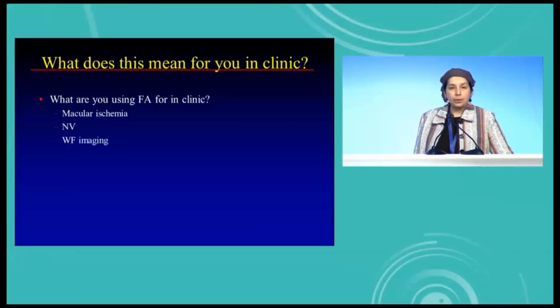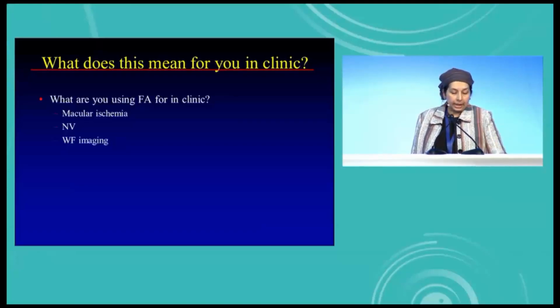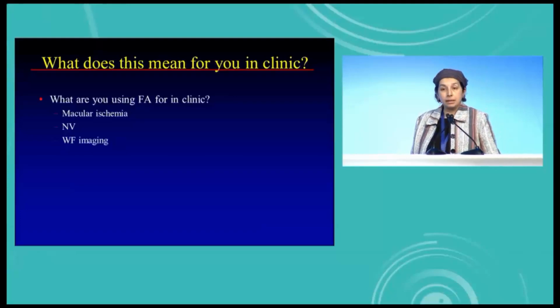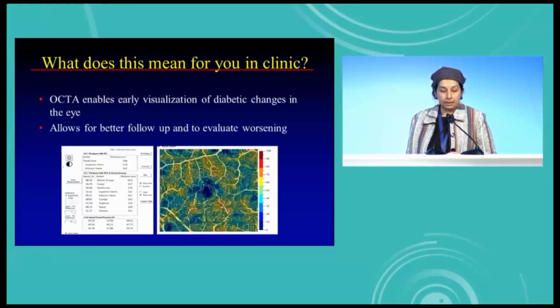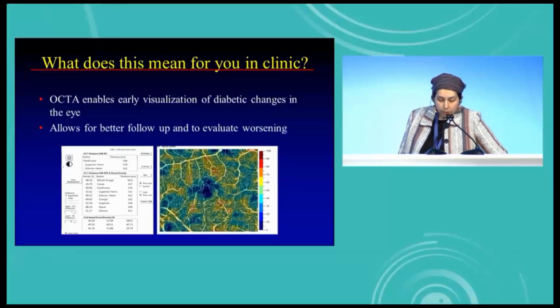So most of the time when I look at the top 3 indications of why I'm using fluorescein in diabetics in my clinic, I use it to evaluate patients for macular ischemia. I use it to look for neovascularization if I'm not sure whether there are smaller fronds of neovascularization, and I use it for wide field imaging to look at the periphery and get an idea of how ischemic a patient's eye is.